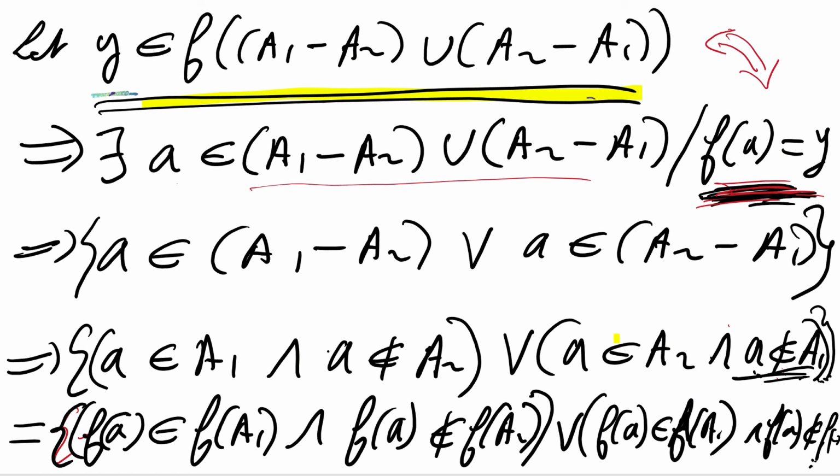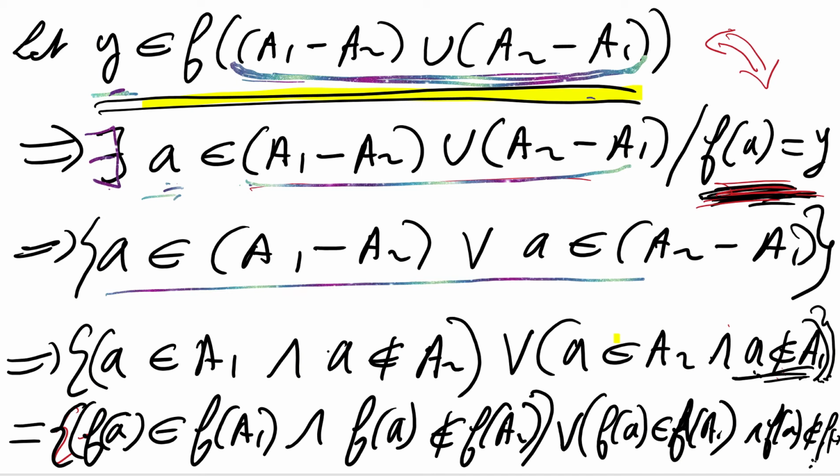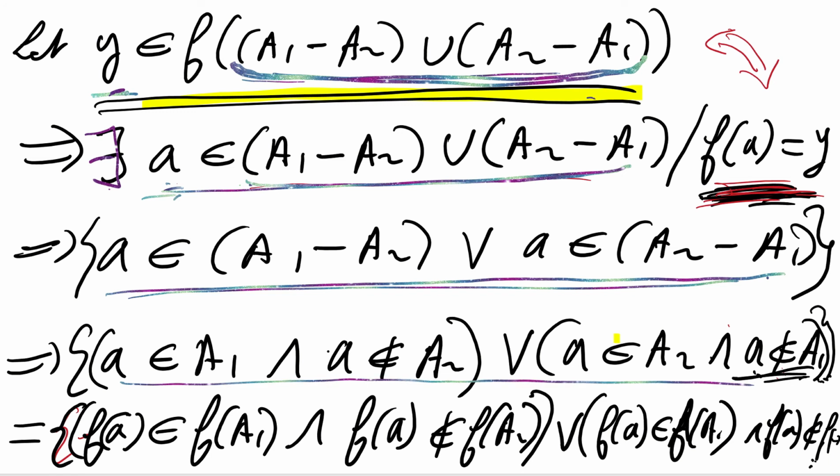So if y is in this set, based on how I explained, that means there must exist a certain A in the set that is inside. There must be a certain A in that set, such that f of A equals y, right? So A is in that set. Because there exists, we can say clearly that A is in this set. That's why you can write this down. Then we can extend this using the definition of the difference of sets.